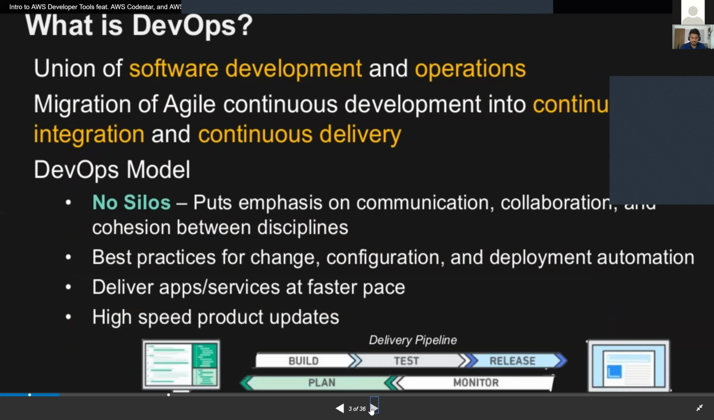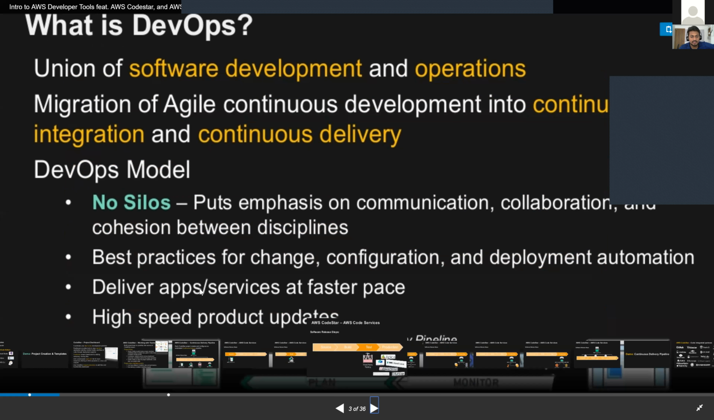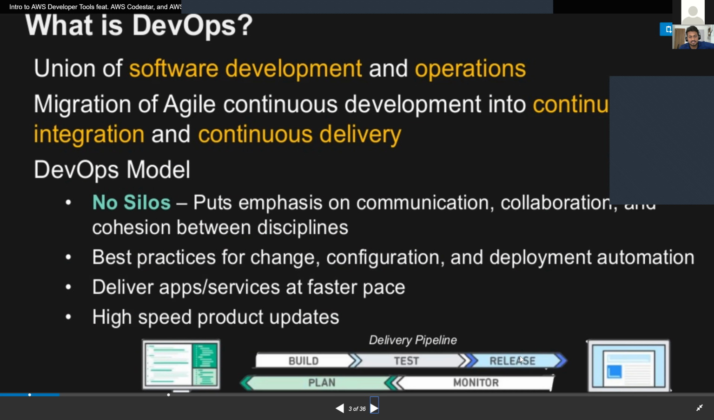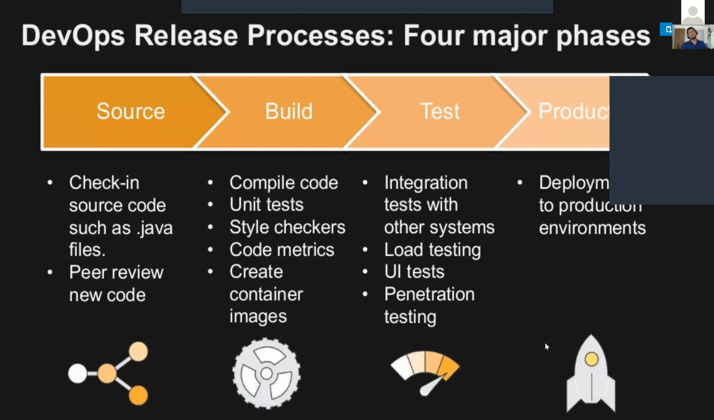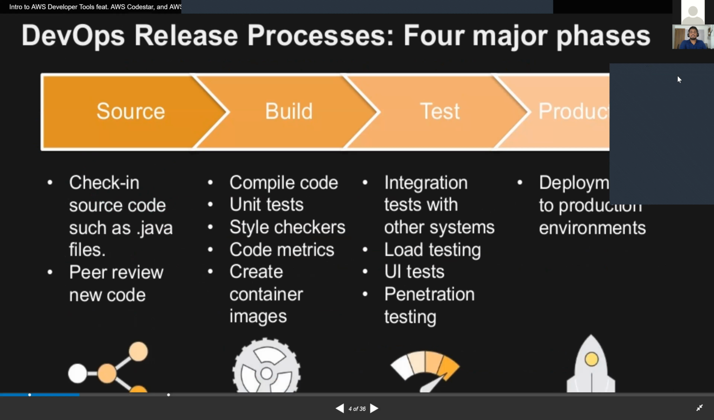So here we can actually see this, right? Here we have our screen which builds, tests, and releases. This is the delivery pipeline. What it will be doing is it monitors and plans things and sends it back. Coming to the release process, the four major phases are source, build, test, and production.